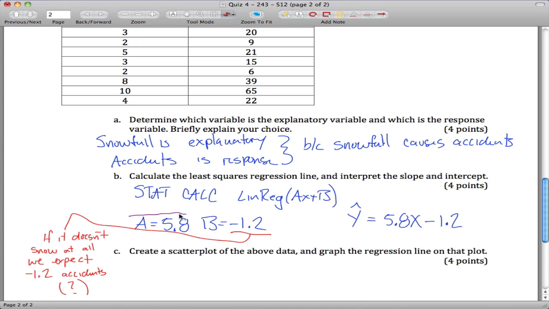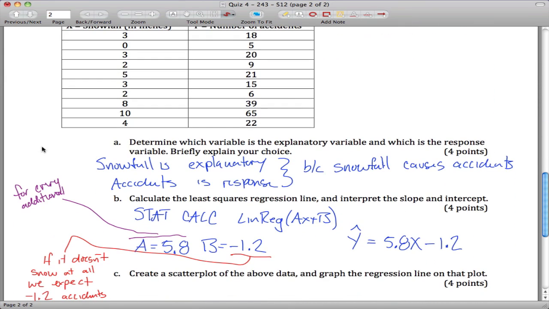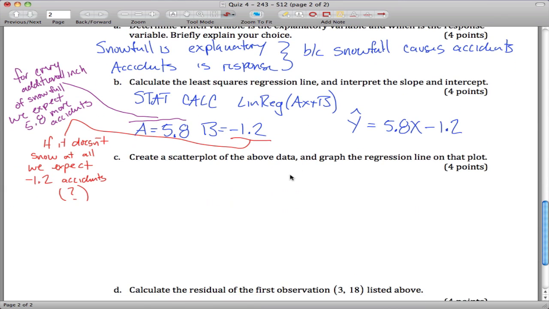Our slope here is saying that for every additional, what are these, feet of snow? I wonder if I said inches. For every additional inch of snow, we expect 5.8 more accidents. Alrighty, so there's your regression line and its interpretation.